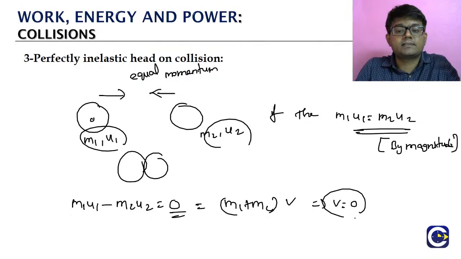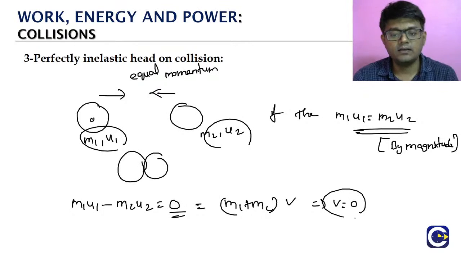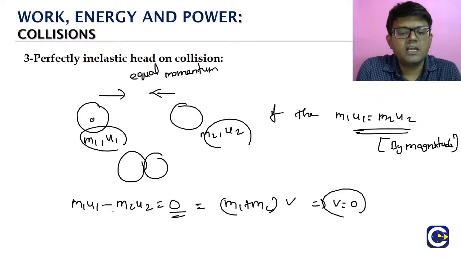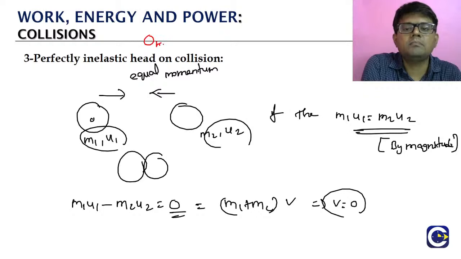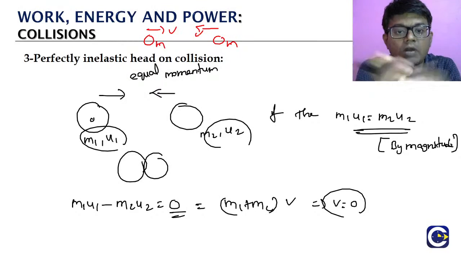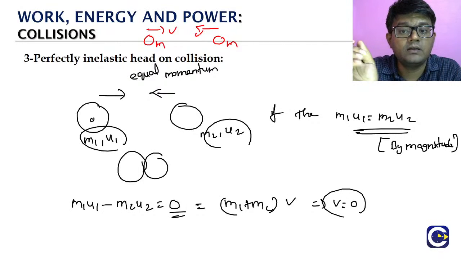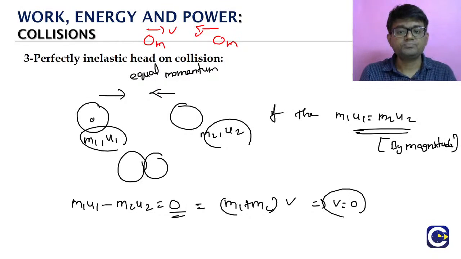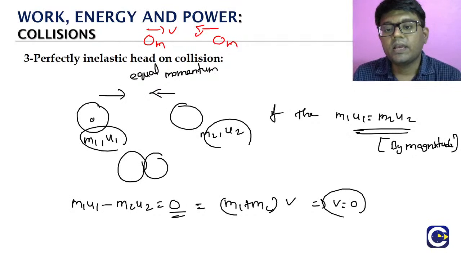So if you have two particles coming exactly facing each other with equal momentum value, what can be a simple example for this? Take two objects having mass m coming with velocity v, this side velocity v. They have equal momentum value, right? When they come and collide each other, if it is a perfectly inelastic head-on collision, what is going to happen? They will just come and stay there, that's it. Okay, so this is how we will be able to analyze the perfectly inelastic head-on type of collisions.